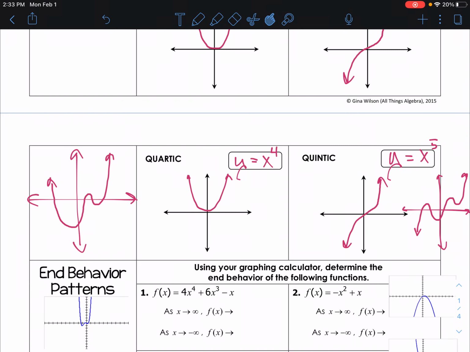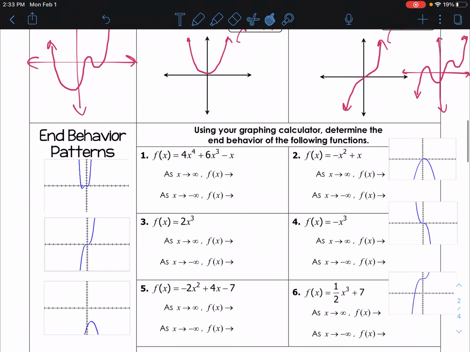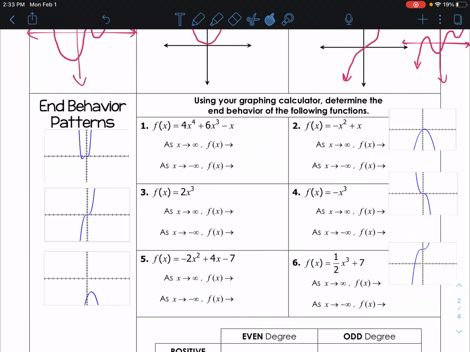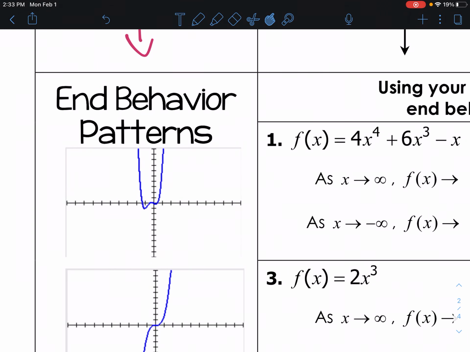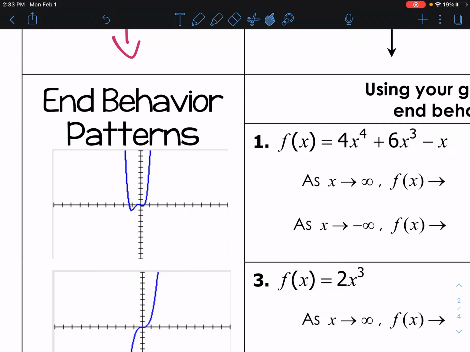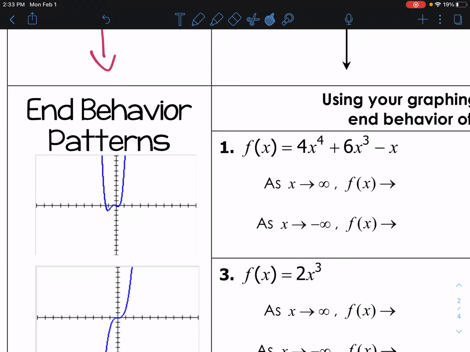Okay, so now let's talk about some end behavior. Using your graphing calculator, determine the end behavior of the following functions. What I did on this sheet is I put in all the graphs of these functions and what they look like. So this first one on the left, number 1, is this graph right here. I try to put them next to each other, but it says f of x is equal to, remember that's just y, equal to 4x to the fourth plus 6x to the third minus x.